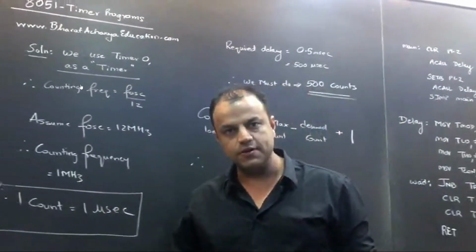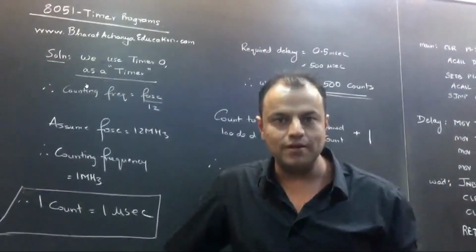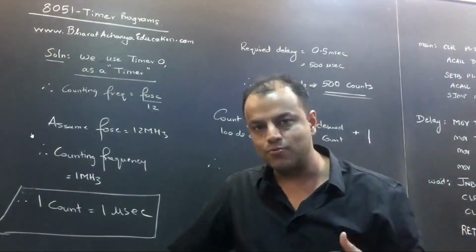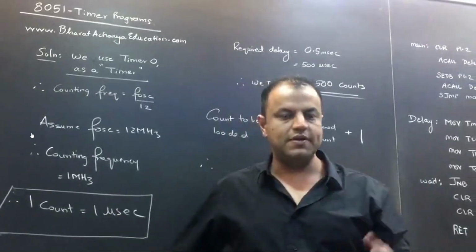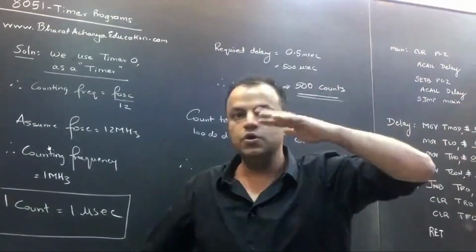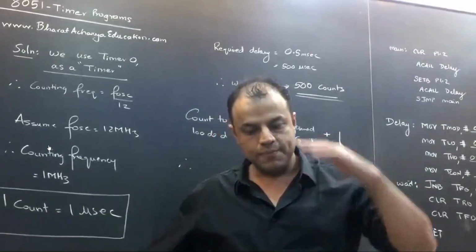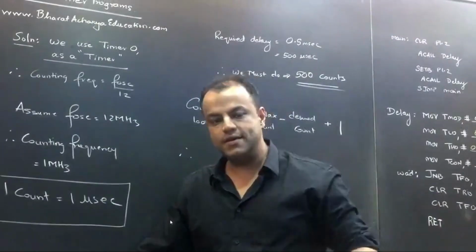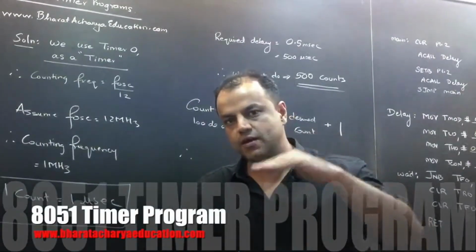Now if you know the timer theory, to make the timer do 500 counts, you don't load a count of 500 because they are up counters. If you load 500, you come 501, 502, 503, all the way up to 65,535 and then overflow. So you don't do that. There is a formula. Count to be loaded is max count minus desired count plus 1. Say it again. Max count minus desired count plus 1.